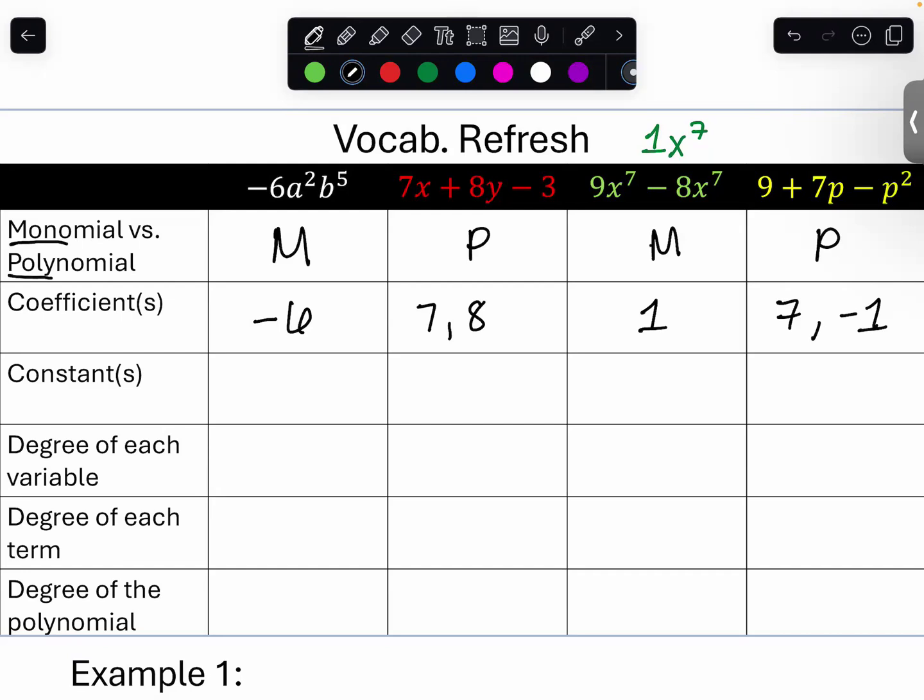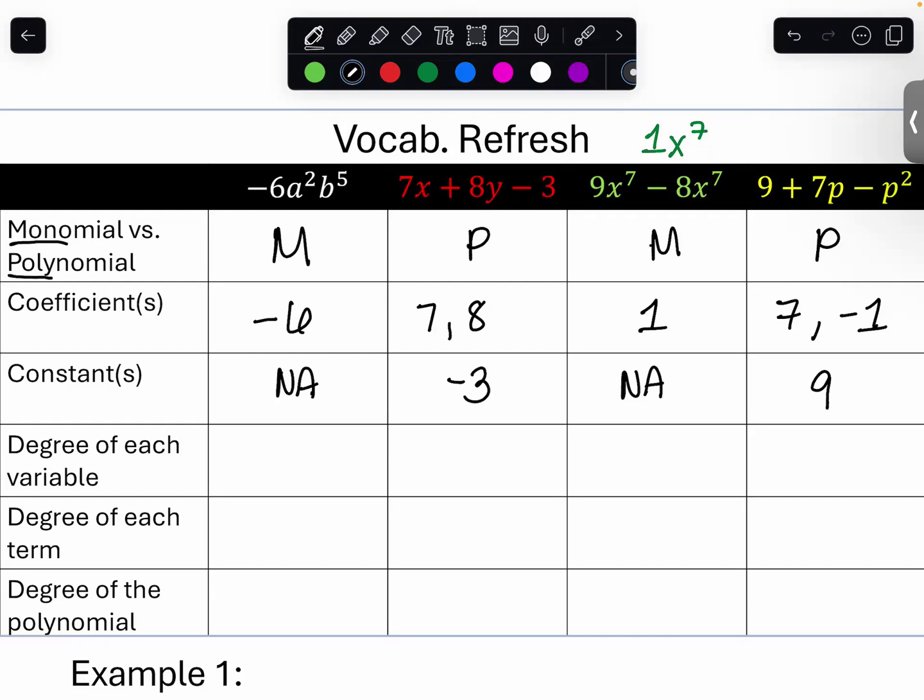Then we have constants, which are just numbers that are being added or subtracted to our variable terms. In this first expression, we don't have any constants, so I'm going to put NA there to say that there are none. Versus in the red one, that negative 3 is a number being added or subtracted to our expression. There is no constant being added or subtracted in our green expression. And then in the yellow one, we have a positive 9 that is being added to those variable terms. So that ends up being our constant.